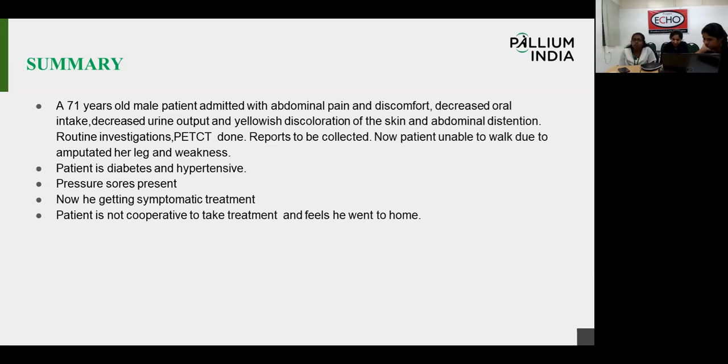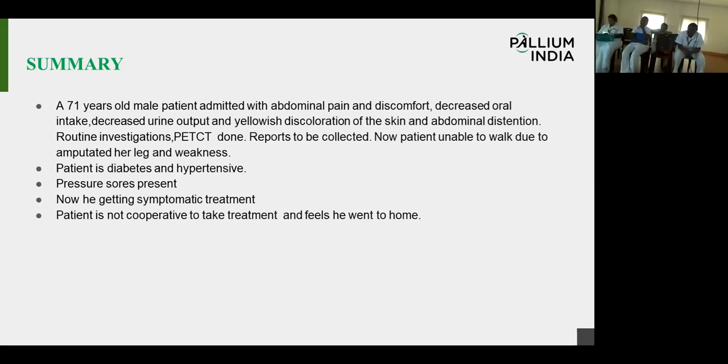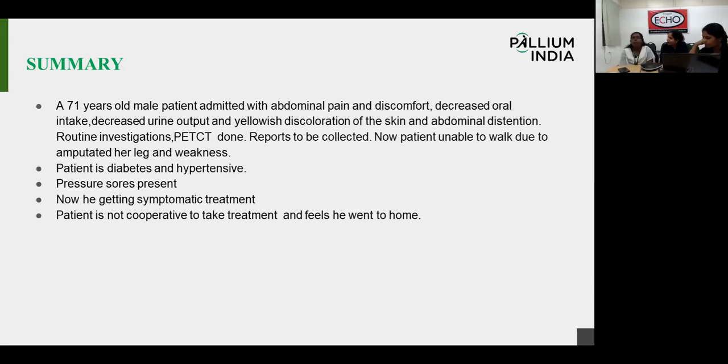Did you talk to them? Yes, ma'am. Okay. What is their concern, the family members' concern about the patient? To take treatment, ma'am, and comfort and decrease the symptoms, and to take food, ma'am. So what did we do for his abdominal pain?